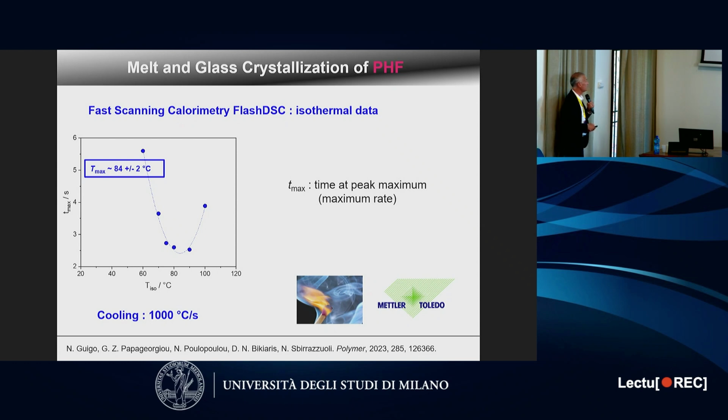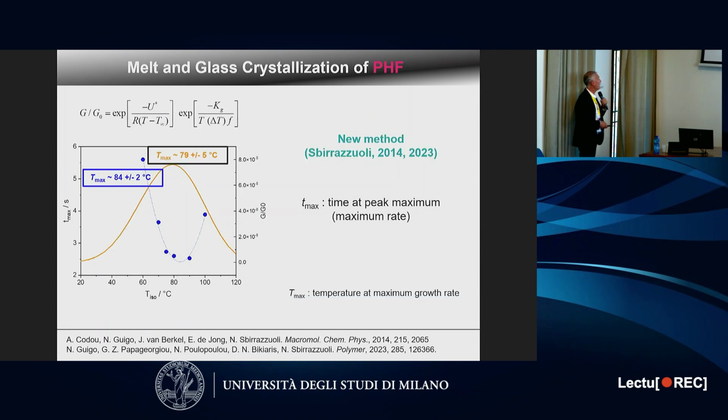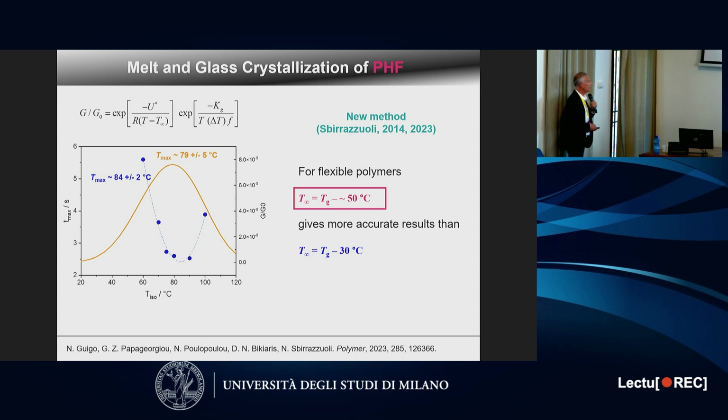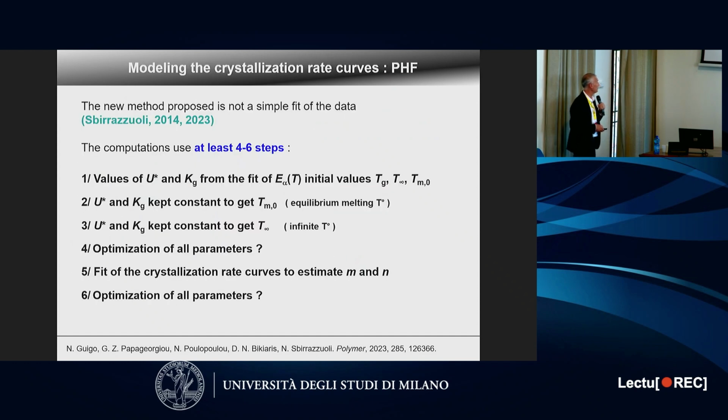And so we have done this. We have performed isothermal measurement with the fast scanning calorimetry, and we have determined the time at peak maximum temperature. And you see the value that I got at 84 degrees, which is quite close to the value that I predicted with my method. And then an interesting conclusion is that a more accurate fit is obtained by using Tg minus 50 degrees for flexible polymers such as PHF instead of the usual value of minus 30 degrees.